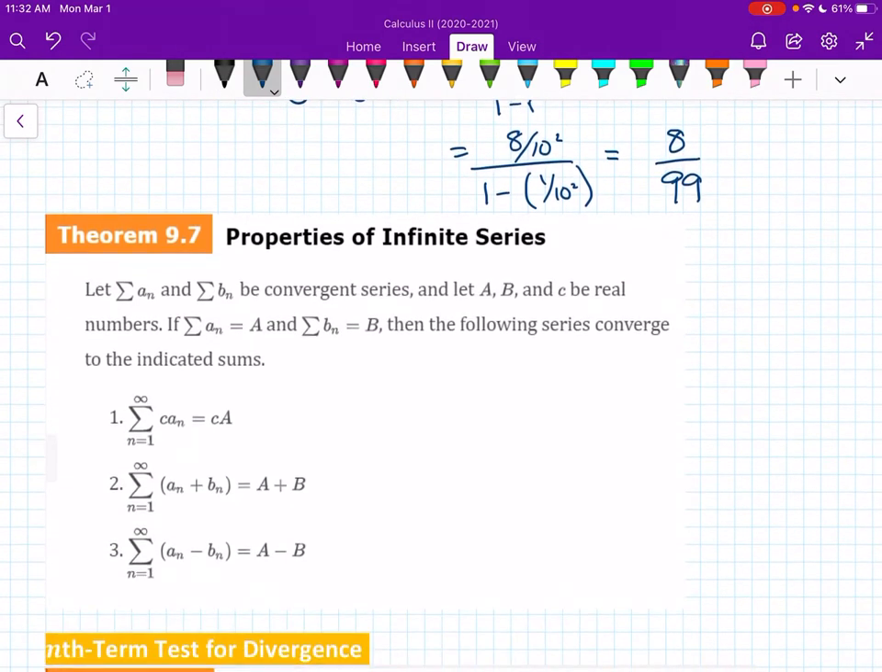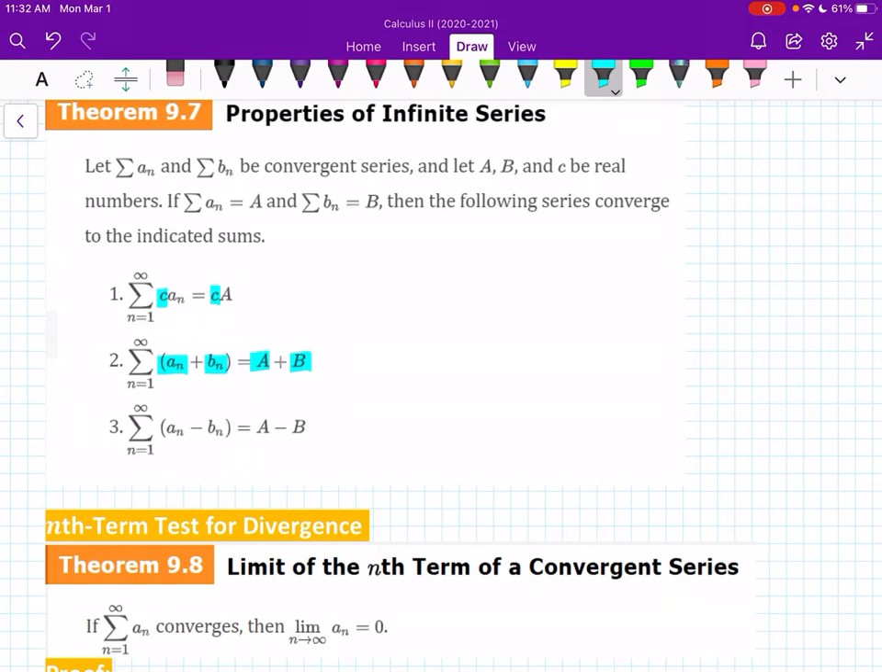All right, next thing is just some properties of infinite series. This is just something to have handy. It works exactly like you think it does. If we have a constant in front of every term, I can pull that constant out. It's basically our distributive property there. If I have a series of sums, I can add each of those individually, and same with subtraction.